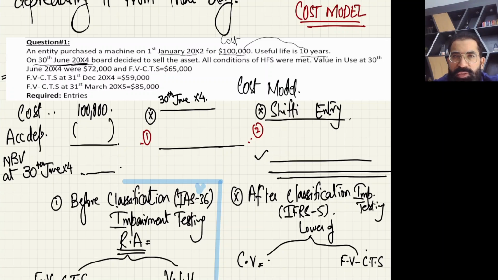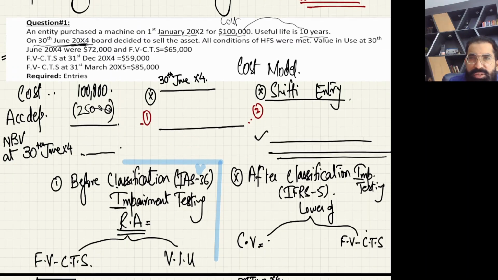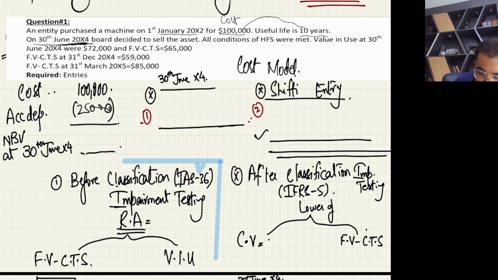First of all, what we are going to do is calculate the depreciation of 2.5 years. One year depreciation is 10,000, so 10,000 multiplied by 2.5 is 25,000. That is the depreciation for 2.5 years. So 100 minus 25 gives you 75,000. The first thing you need to calculate is NBV, or you can call it carrying value, the carrying value at the date of classification.